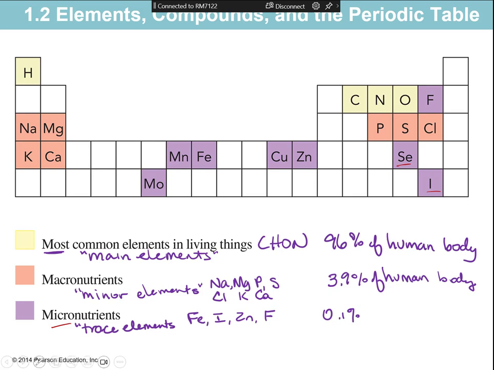Okay, those are not all of them. Those are just some of the ones. I didn't list every single one of them, but the main and the minor are the big ones. You really should know CHON. Those are the main elements. And you should know the 7: sodium, magnesium, phosphorus, sulfur, chlorine, potassium, and calcium. Those are the minor.